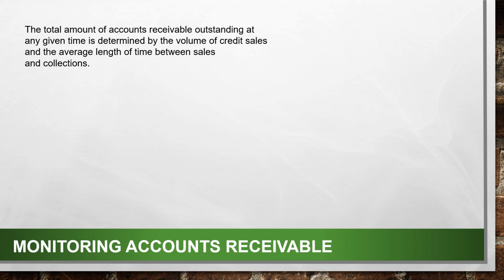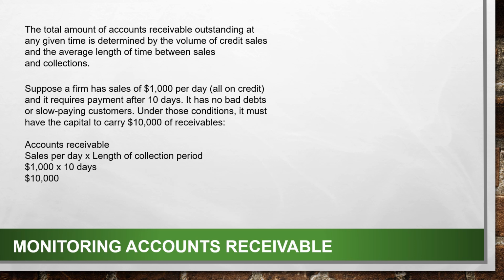Okay, so the total amount of accounts receivable outstanding at any given time is determined by the volume of credit sales and the average length of time between sales and collection. So again, our accounts receivable outstanding, or the capital that we spend in accounts receivable, is determined by our volume of credit sales and the average length of time between sales and collections. So for an example, let's solve this problem.